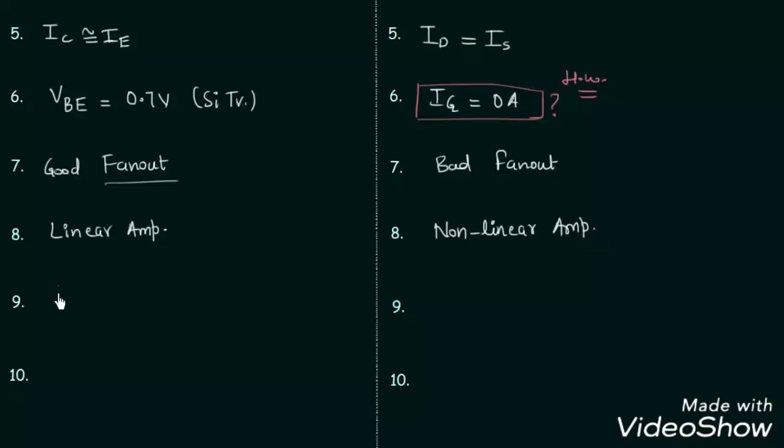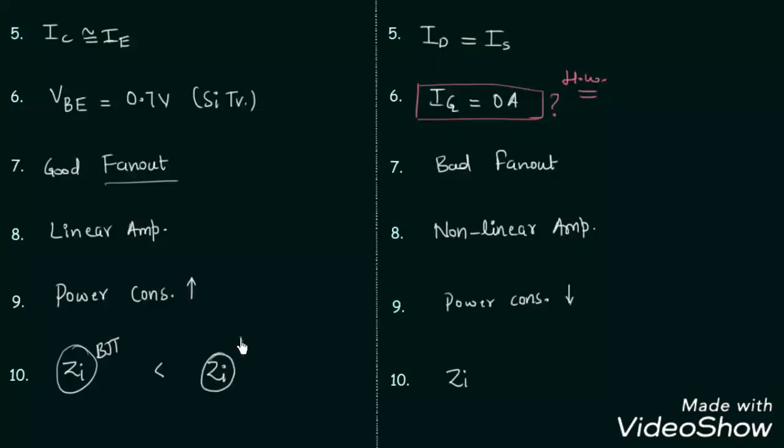The power consumption in case of BJT is high as compared to the power consumption in case of JFET. And if we talk about input impedance Zi, the input impedance of BJT is lower than the input impedance of junction field effect transistor.